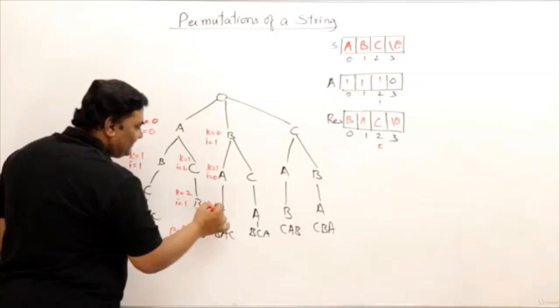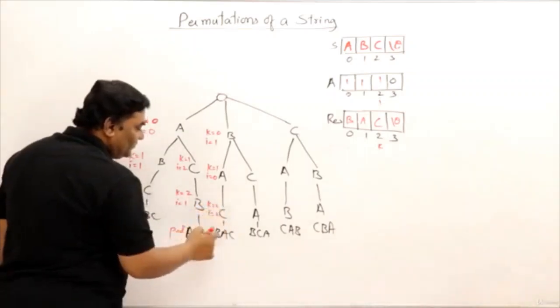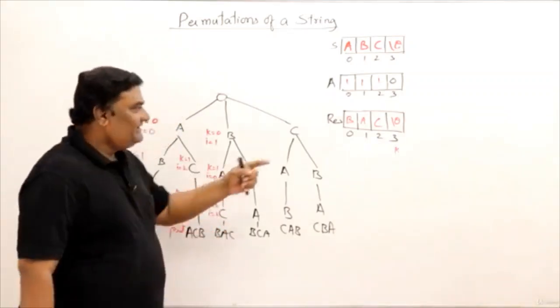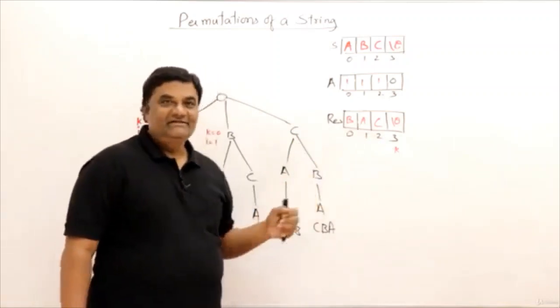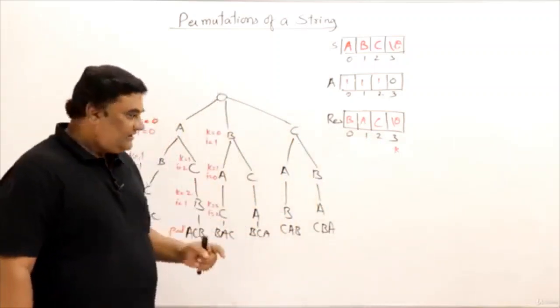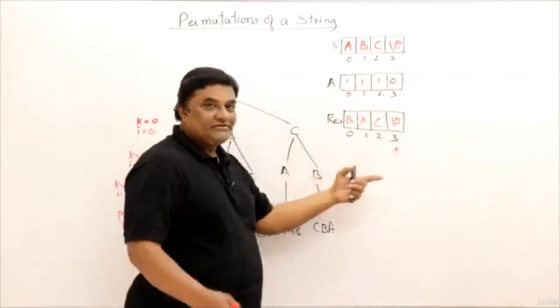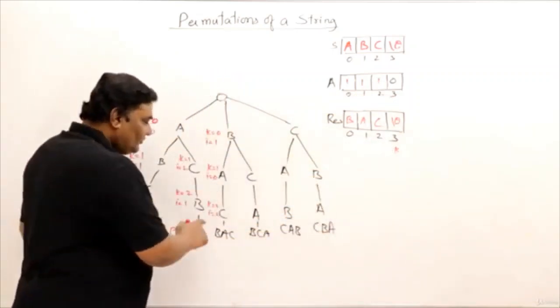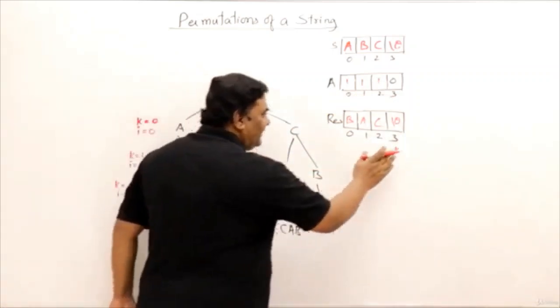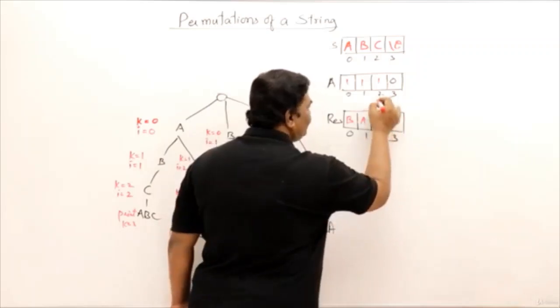So K is at 2 and I is at 2. So yes, print BAC. Here you can see that it is BAC. Yes, we got that permutation. Now as we have reached null, we have printed. Now do what? Go back. Go back where K was and I was. K and I both were at 2.